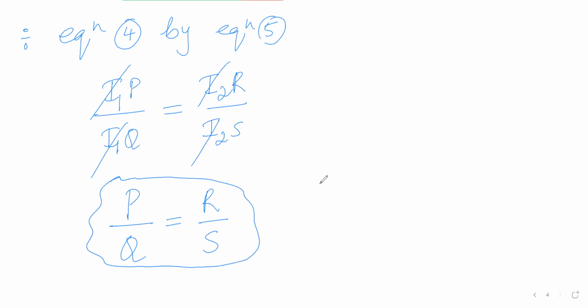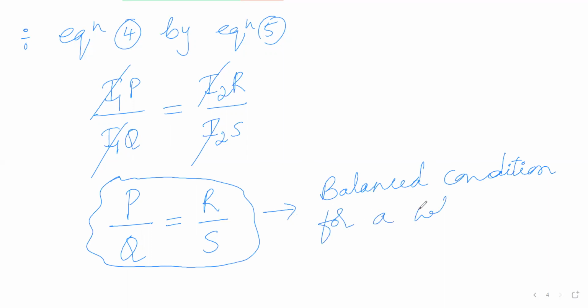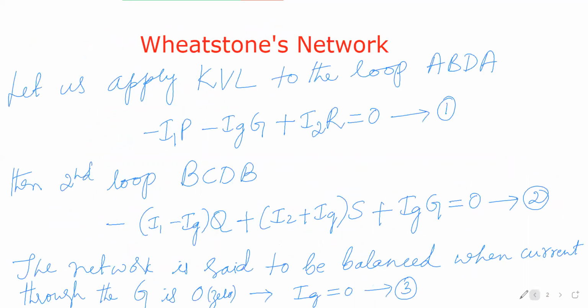Okay, so this equation is called the balanced condition for a Wheatstone's network. Okay, by knowing any two values or any three values, we can find the other resistance value here. So this is one of the important 5 marks questions.